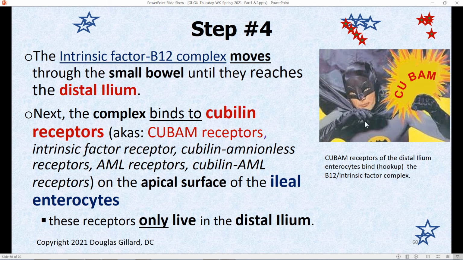Next step, I like that. I remember that cartoon when I was little. I was so excited when Batman came on, and I remember they used to have that kabam, those little things that would flash when he hit somebody.